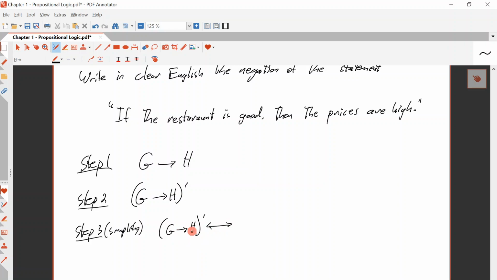So via the implication tautology, this is not G or H. Oops, I'm sorry, that negation is still there. G implies H is the same as not G or H. Then using De Morgan and double negation, so this is implication, using De Morgan plus double negation, this is the same as G and not H.